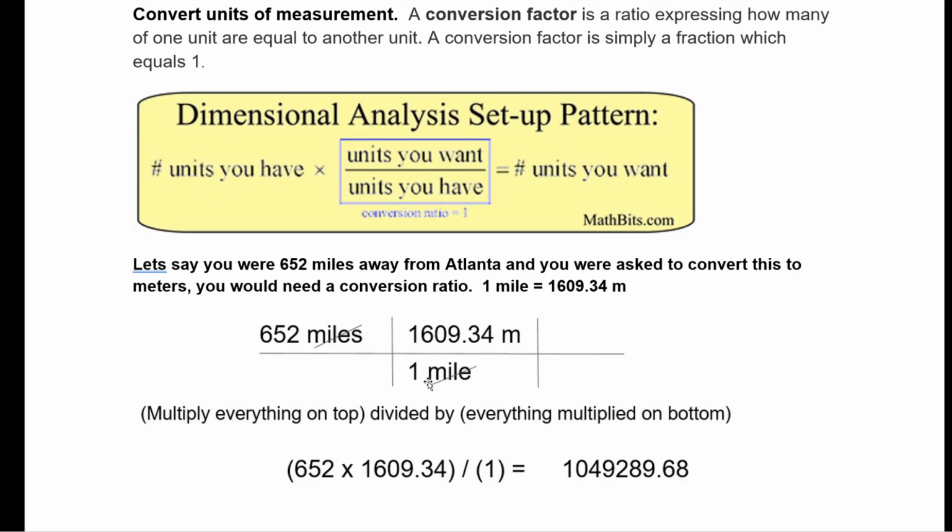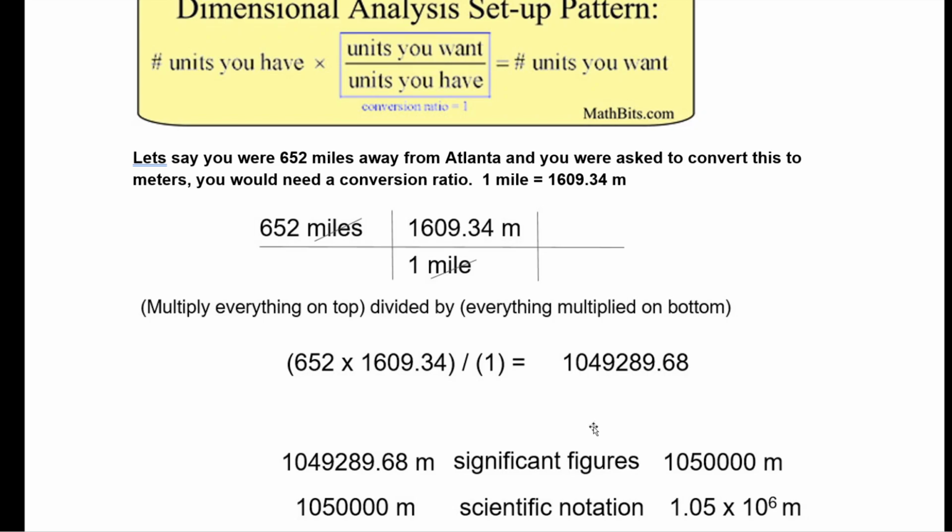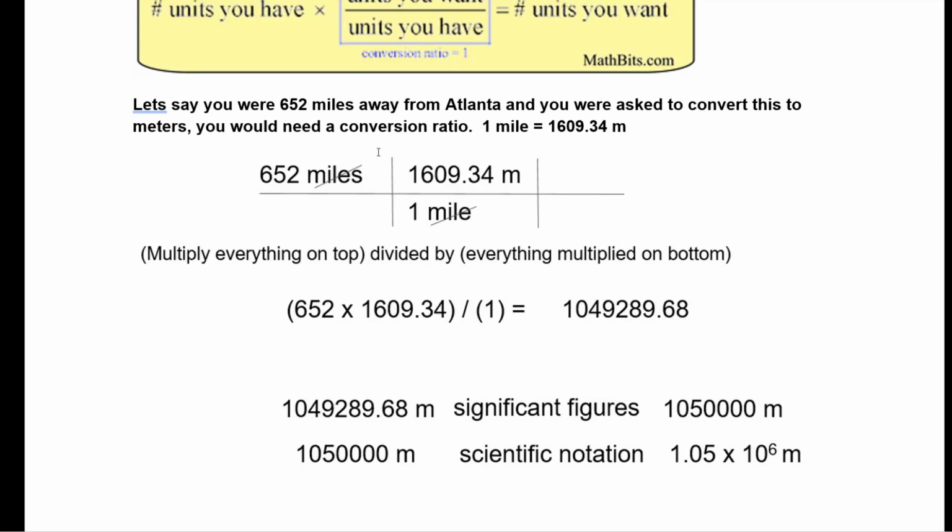Notice our miles over miles cancel out, just like dividing 3 by 3 is 1. Miles divided by miles is also 1, canceled out. So what we do is everything on top we multiply, everything on bottom we divide. So we multiply 652 by 1609.34. We divide by this arbitrary 1, but in some instances this is not going to be 1. So we divide by that 1 and we get our number. But we have to remember the significant figures from above. Because of our significant figures only being 3 here and 6 in our conversion factor, well, let's just worry about this 3, okay? So we're going to round this to 3 significant figures. So we're going to have, what is this?